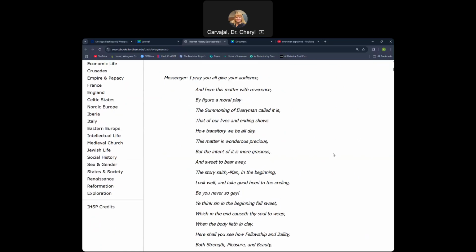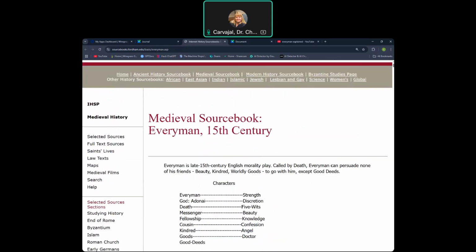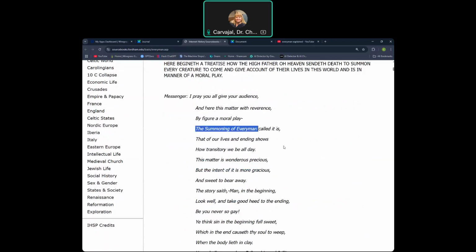So first, though, the messenger comes in and says, hey, be patient. Please watch what happens. This is a moral play, a moral allegory. The Summoning of Everyman is its actual title. It just says Everyman here. There are only a couple of copies that we have of this, but we know it was performed quite a bit. And the church condoned the use of it because it had such a moral and very religious significance. So they would allow people to perform inside the church as long as the plays were religious.